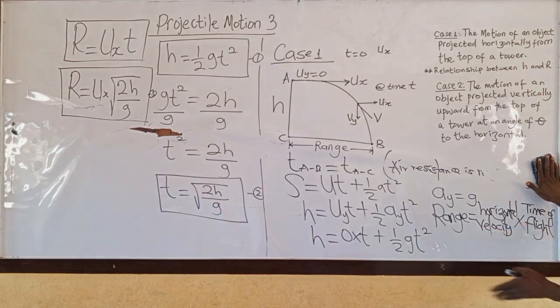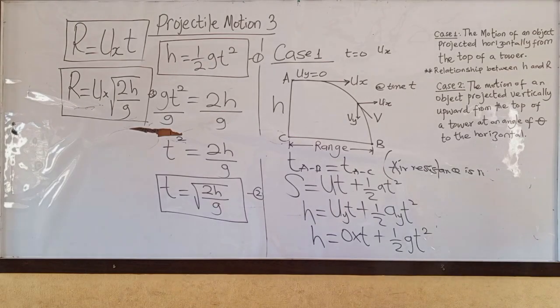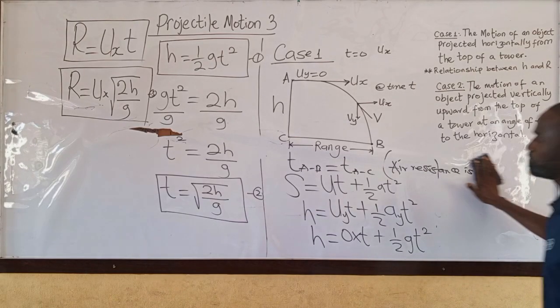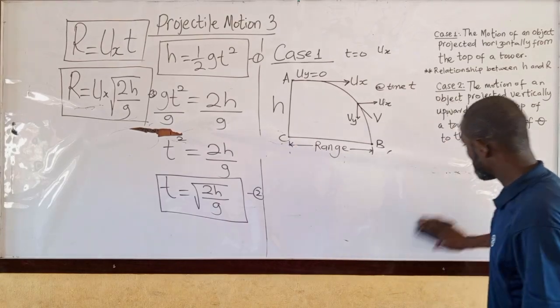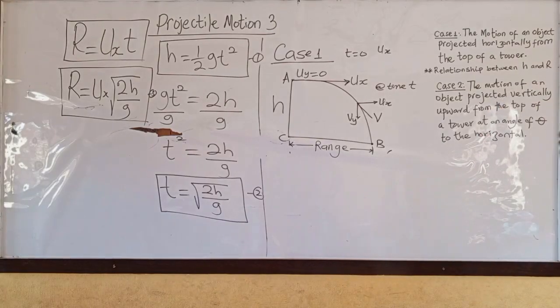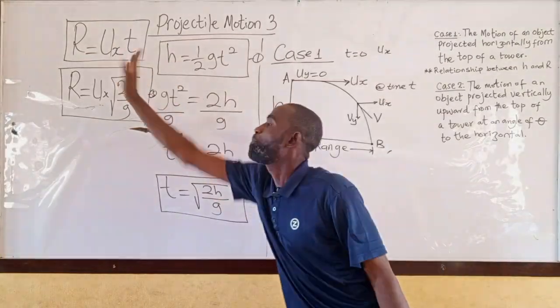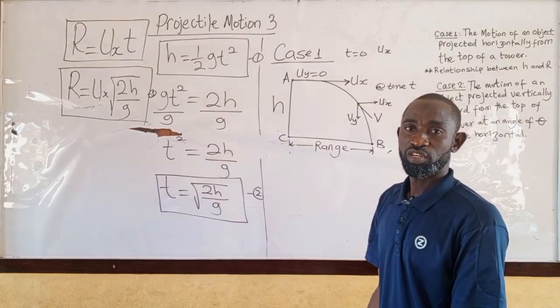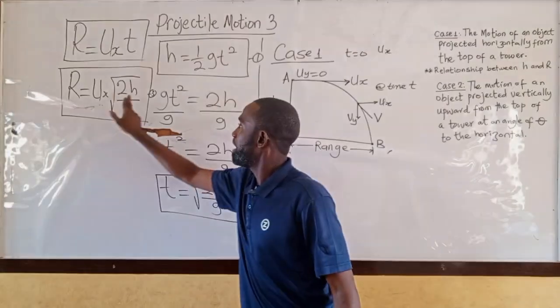Pause the video, write them down, because I want to wipe them off. Let me just relax. Are you done writing? So, look at this. From equation 3, if I want to remove this root, I will square both sides. I want to get a formula that connects R and H.